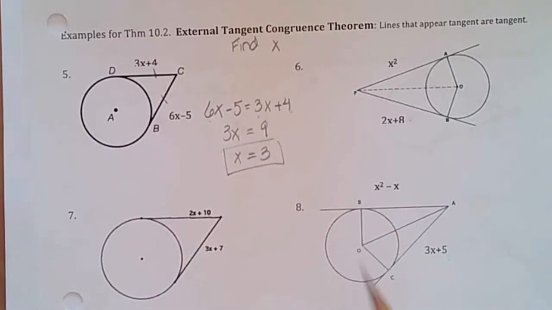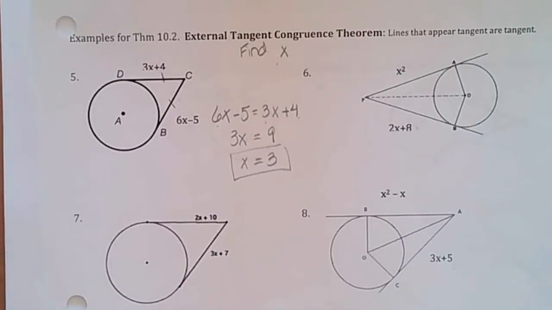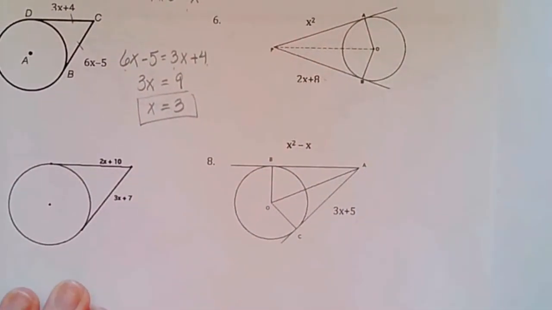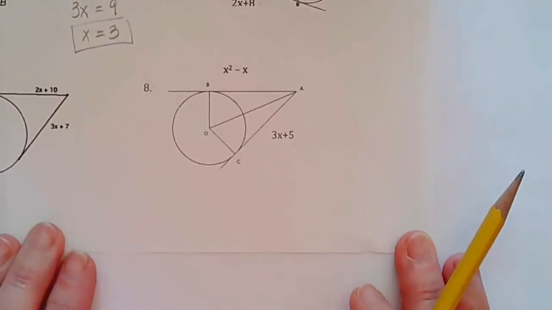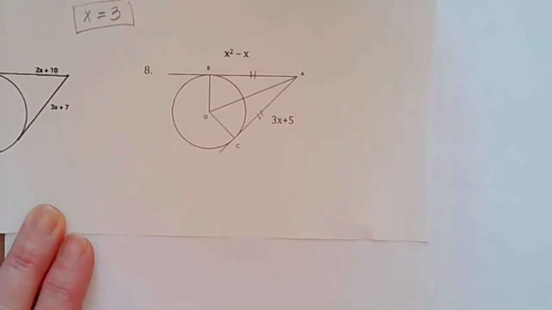This doesn't even say anything on your paper, but I did write find x here, so you can find the value of x. They might have you plugging in to find the length of the segment. Who knows? Just go back and read and see what they want. I'll do one more with you. I'll do number 8, because there's an x squared, and sometimes that freaks us out a little bit, but it's not too bad. Just remember the basics is that these two pieces here are congruent to each other.